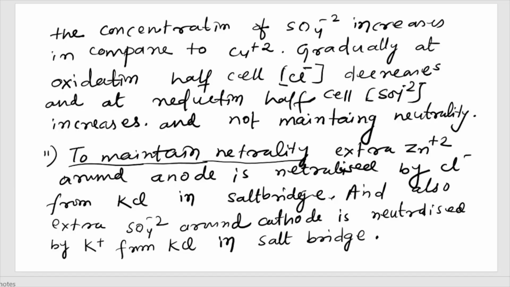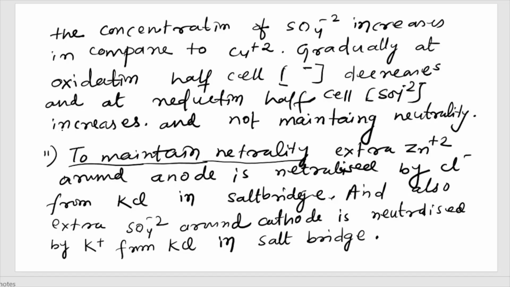Similarly, gradually what happened in both half cells: the concentration in one side decreases, the other side increases. In the reduction half cell, SO4 minus 2 increases, whereas in the oxidation half cell, the minus concentration decreases. So what to do? How to maintain neutrality? It is not maintaining neutrality. That means here the salt bridge helps to maintain the neutrality.